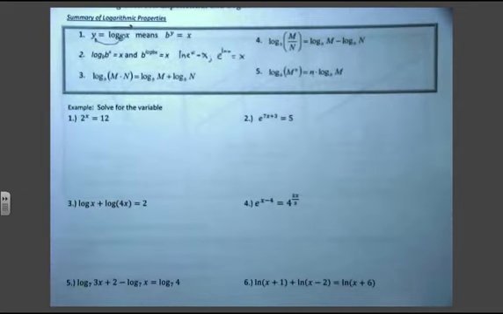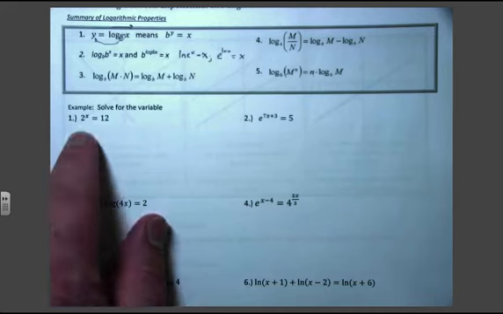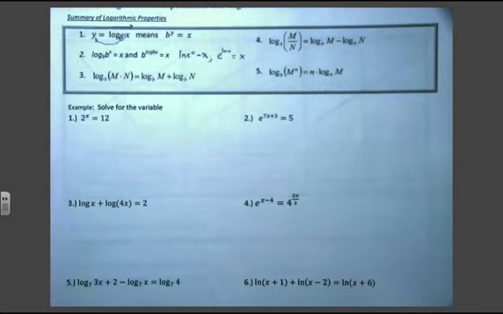So our goal in this particular section is to solve exponential and logarithmic equations. Here's your first problem: 2 raised to the x equals 12. Your mission in life: solve for x. Where's x located? It's in the exponent. There's only one thing in the universe that brings down exponents. What's that? Logs.